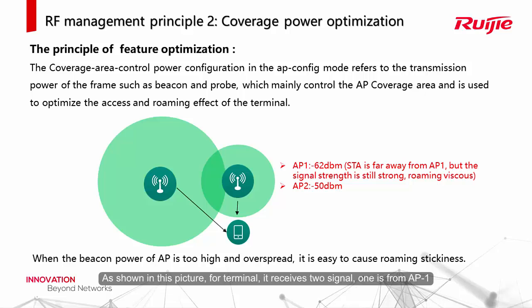One is from AP1, the other one is from AP2. However, the signal strength from AP1 is minus 62 dBm, and this value is also strong enough, so terminal will not roam to AP2, and this will cause roaming stickiness. And that is why we need to adjust the coverage area control value.